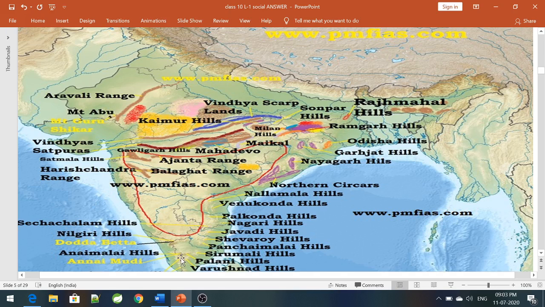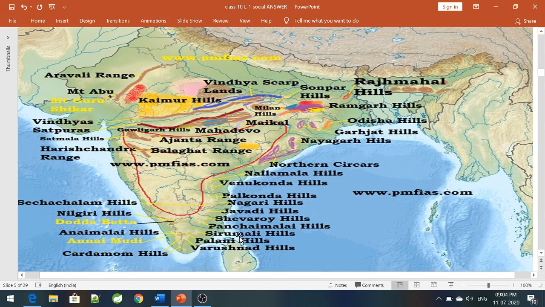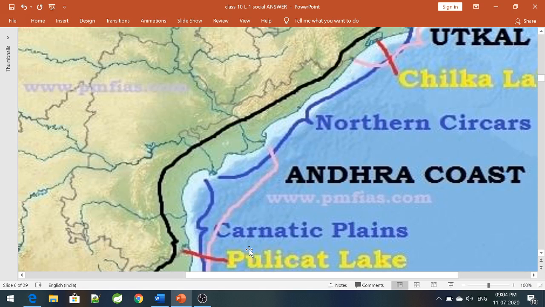See here, Anamalai Hills, Anaimudi and Doddabetta, Shevaroy Hills. This is very famous. All these are the Panchamalai Hills. Here Sirumalai Hills, Palani Hills, Varushanad Hills. Next one.